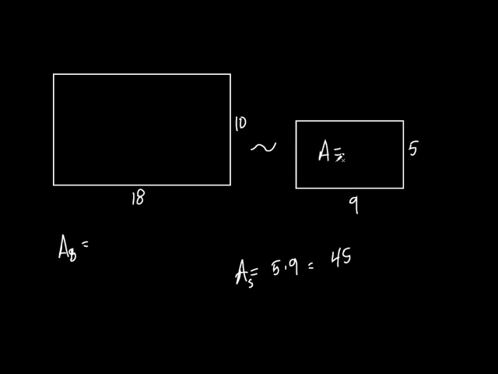What would the area of this little one be? The area of the small one. It would be what? 45. Because 5 times 9 is 45, right? What would this be? The area of the big one is 180. Is that twice as big as this? No, it's not. Okay? It's actually 4 times as big, isn't it?